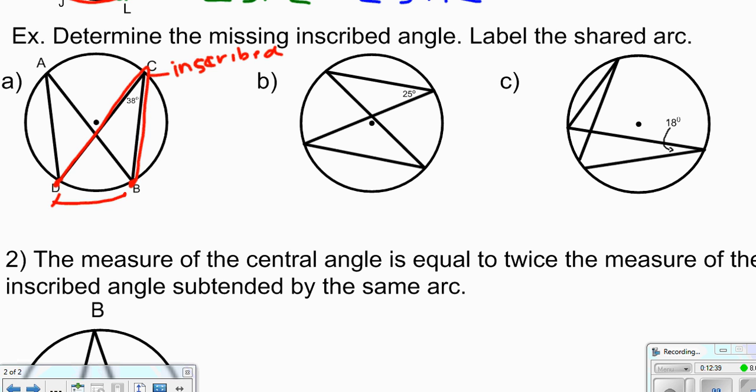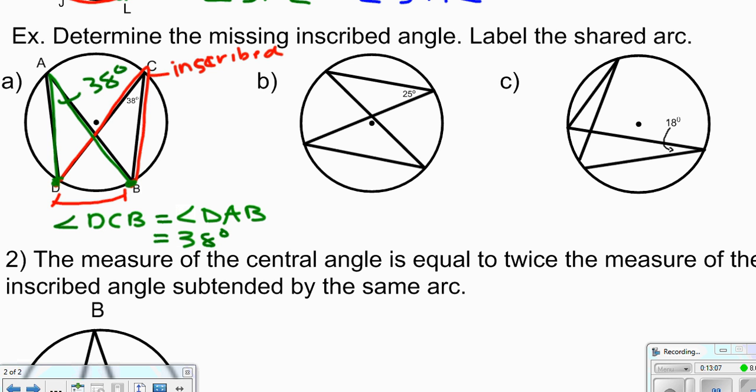And it has the arc DB. So if I can find any other inscribed angles that have the same arc, they will also be 38 degrees. So starting at D, are there any other lines I can follow? Well, I can go to A, and then I can go back to B. So I've started and ended at the same spot. So that means that angle DCB equals angle DAB, and so they are both 38 degrees. So this angle is also 38 degrees.